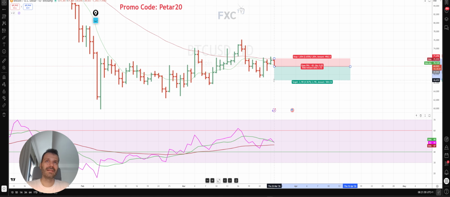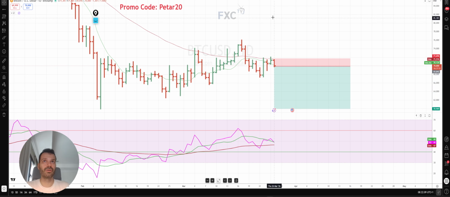But I would say the main downside objective will probably be around the 63,000 mark, 63,100 mark, or even the low from this area here around the 60,000 mark. So there is a 3 to 5 times bigger reward versus initial risk.